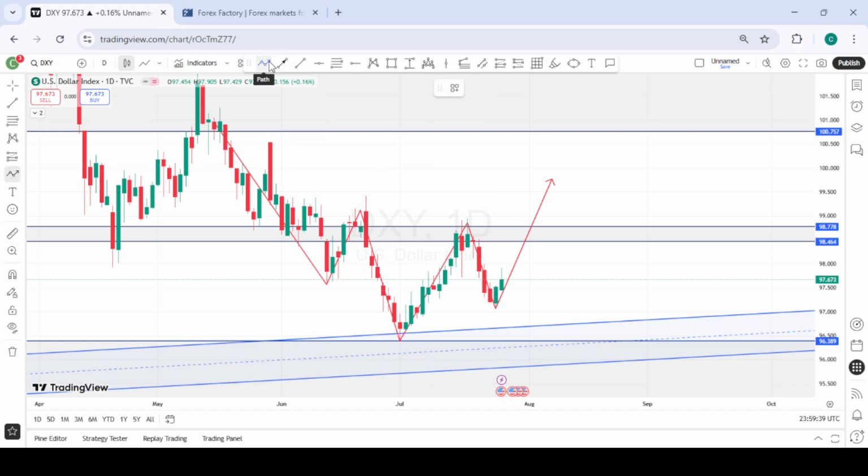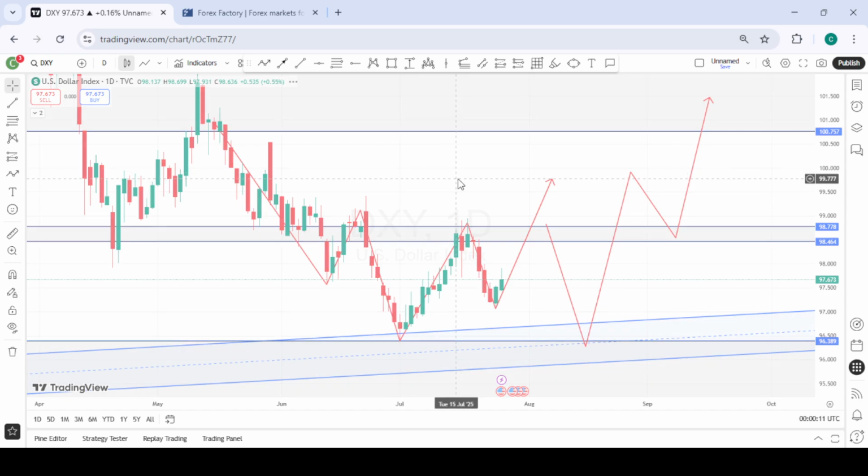And if that happens, we'll be looking for a possible pullback to the neckline of the inverse head and shoulder and continue the long to the upside. Or we can also have a very deep pullback to form, let's say, a double bottom, have another break upwards, then price takes off to the upside. So that's what we have for the general or long-term view for DXY.